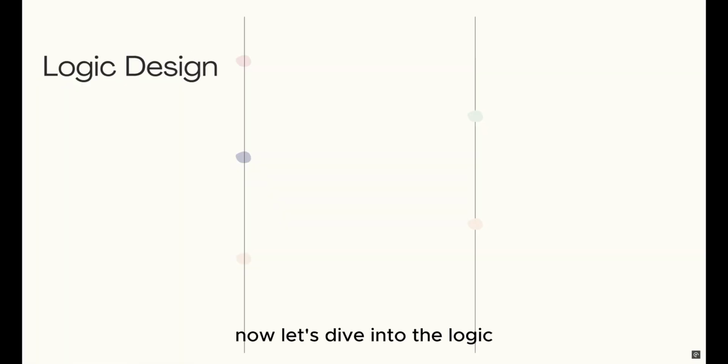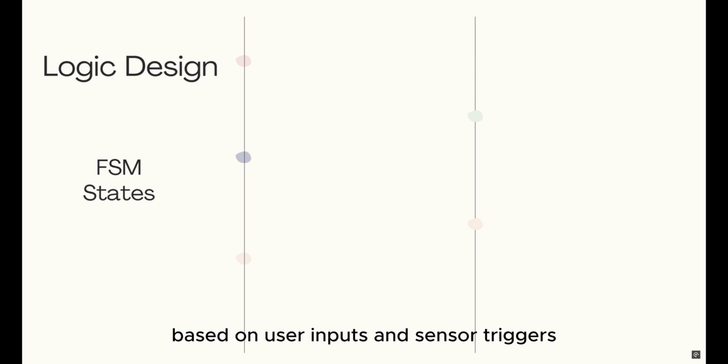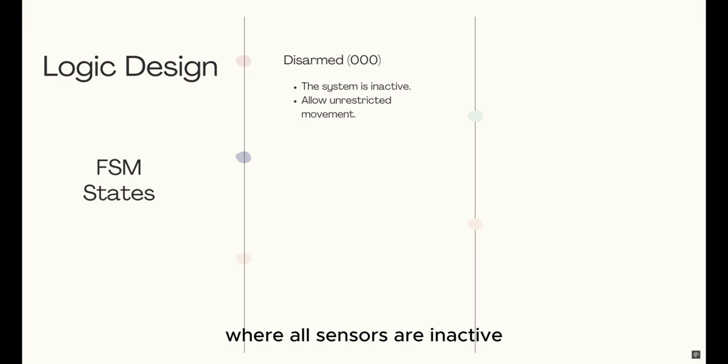Now let's dive into the logic design of the home security system. The foundation of this system lies in a finite-state machine, or FSM, which manages the different states and transitions based on user inputs and sensor triggers. Let me explain the key states. The disarmed state is the starting point where all sensors are inactive, allowing unrestricted movement.